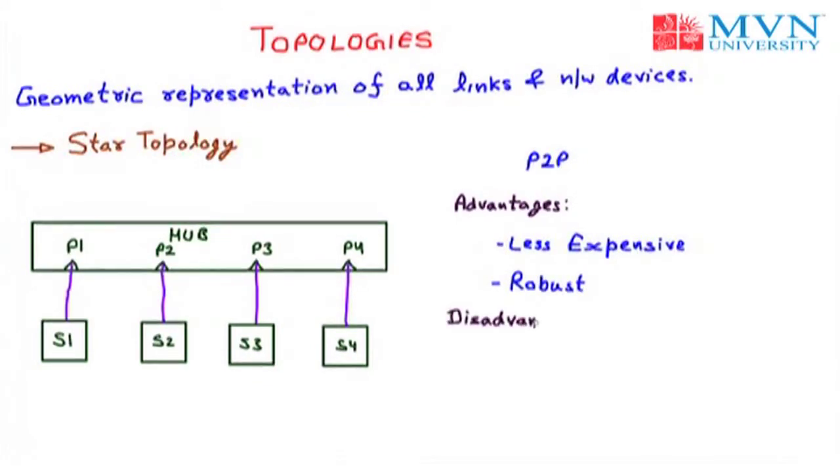Now come to the disadvantages of star topology. The only main disadvantage of star topology is that it is dependent on a single point. You can see that all the systems S1, S2, S3 and S4 are dependent on the single hub. If the hub fails, the whole network fails. So star topology is dependent on a single point, a single hub or single unit. So that's all about the star topology.